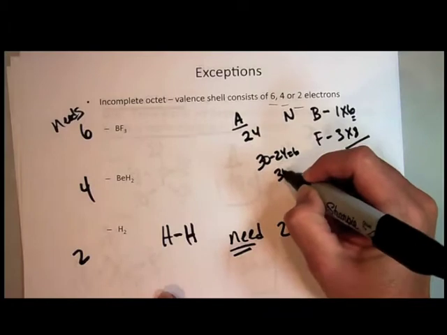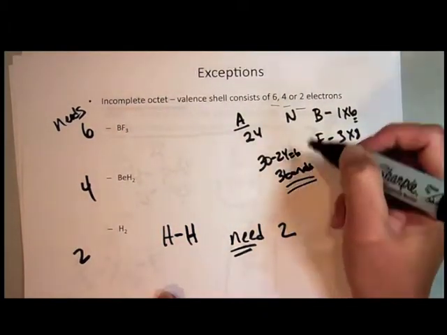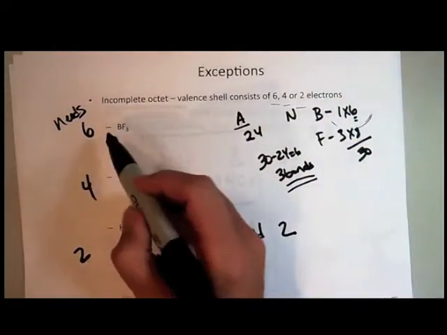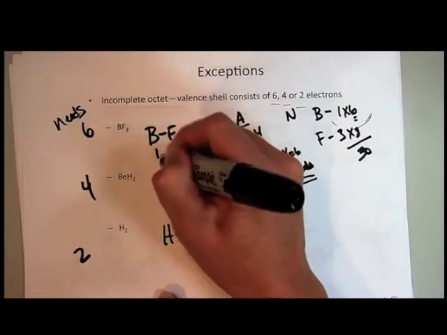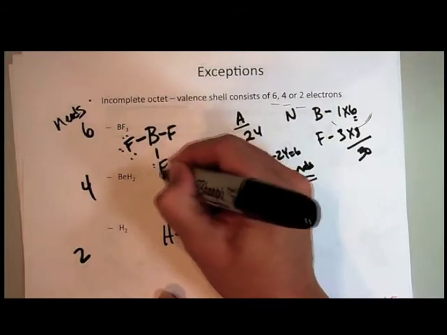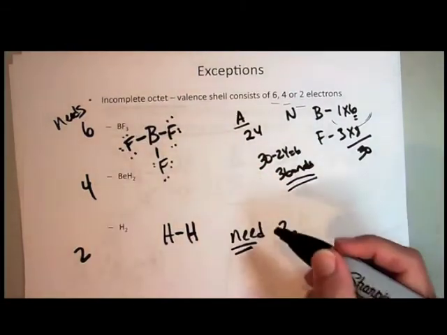So that's going to predict 3 bonds for this particular structure, which is the correct prediction when you use the correct number of needed. So you have to remember that boron only needs 6. And so then you're going to come up with a structure like this. Okay? So that's just an exception. Boron, beryllium, and hydrogen you just have to memorize. 6, 4, and 2.